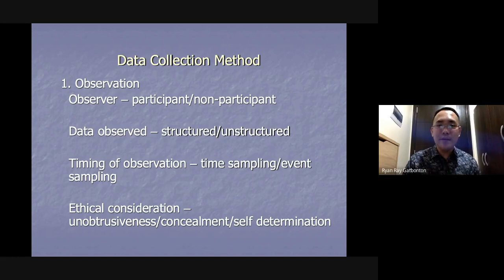You observe the event, you observe the characteristics of the people during that event. Some ethical consideration when doing observation is that when you try to observe people, it may invade their privacy, lalo na when we try to conceal our observation because we want to observe them as natural as possible. So that's one ethical consideration.